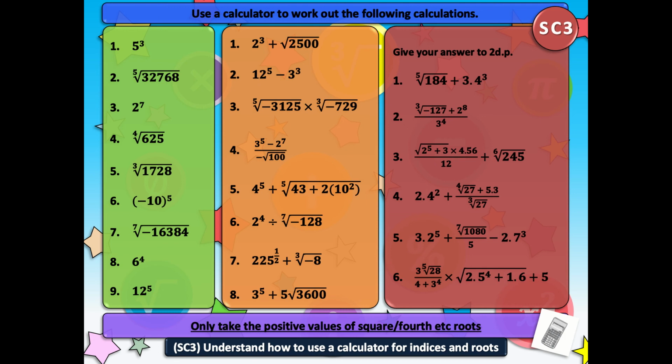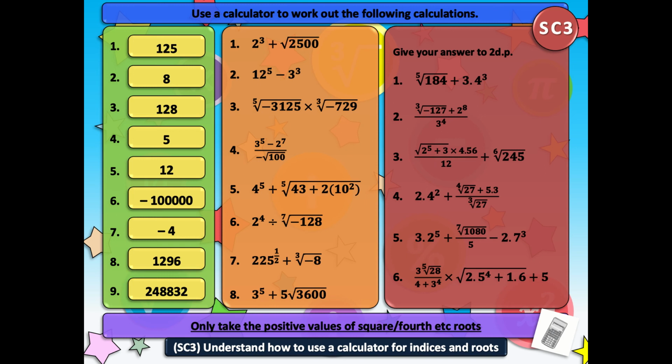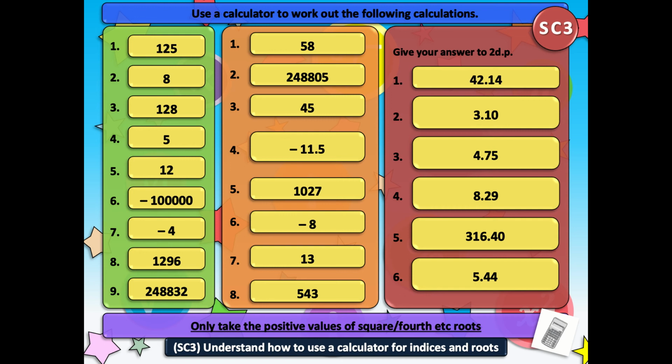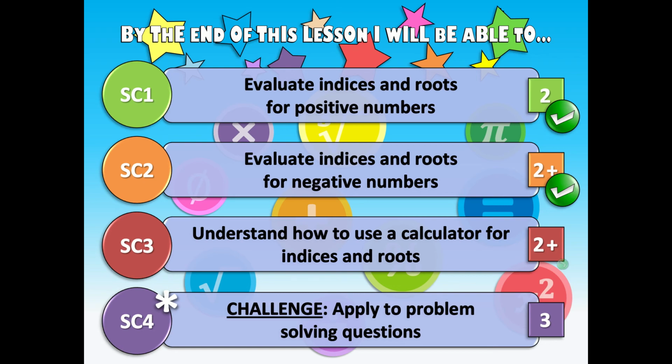Here are your answers. There's your green answers, there's your amber answers, and there's your red answers. And now we've completed success criteria 3.